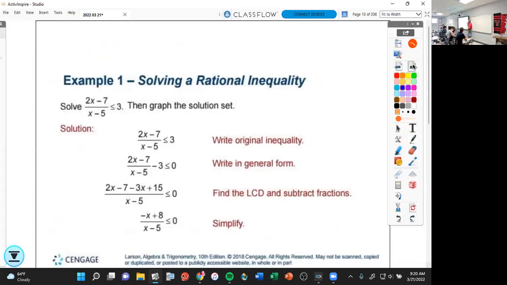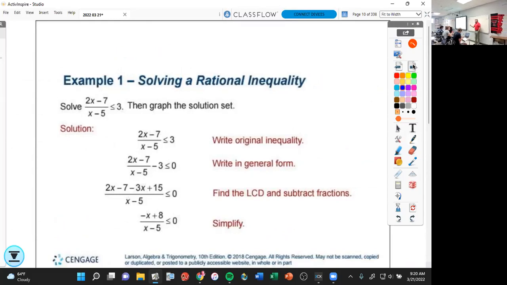So here's a problem. I didn't cover anything up. I'm just going to kind of talk through this. The problem given to you is (2x - 7)/(x - 5) is less than or equal to 3. Step number 1, put it in general form, which means subtract 3 from both sides, right? So once we subtract 3 from both sides, then I've got a fraction and a number that's not a fraction. Sometimes you'll have two fractions.